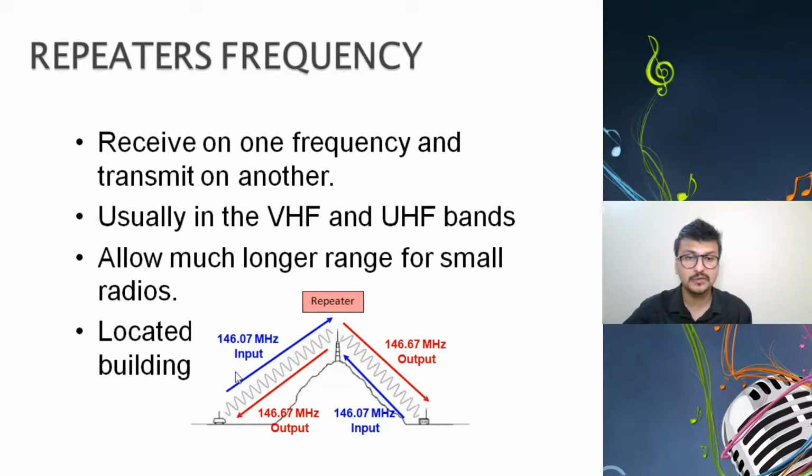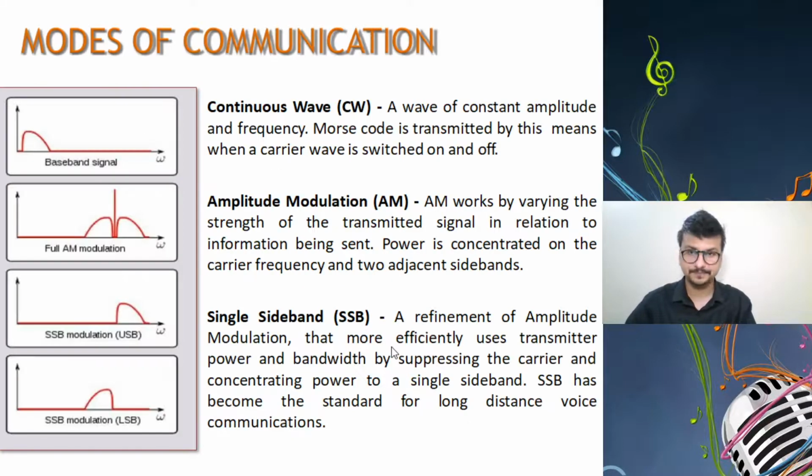The difference between the input and the output is 0.60. You can see the signals are boosted, like 146.07 and 146.67. So 0.07 and 0.67, there's a difference of 0.60 megahertz in the input and output. So the repeaters are somewhere there boosting the signals, so things can be the same at both places.